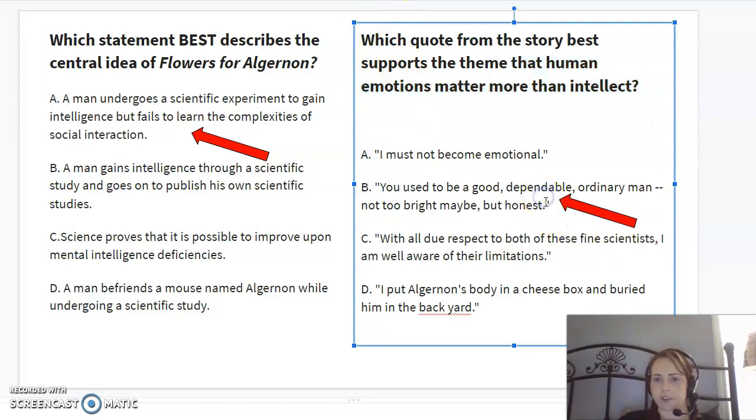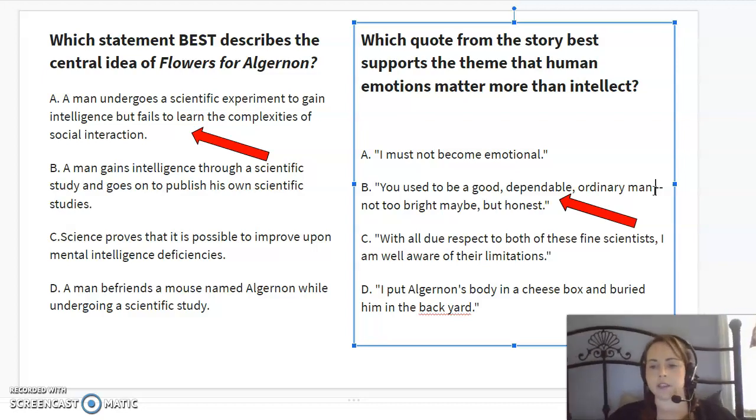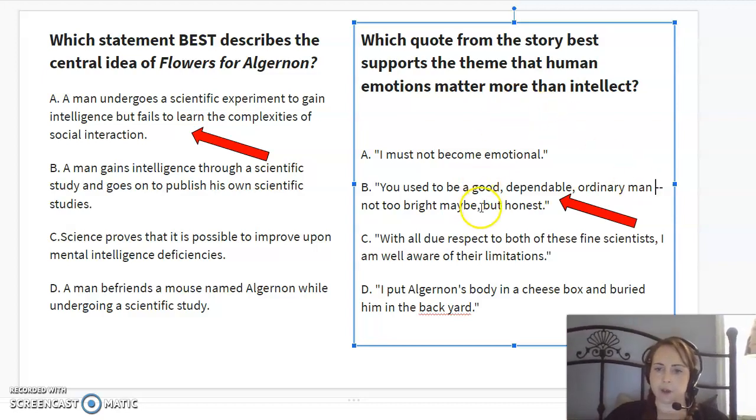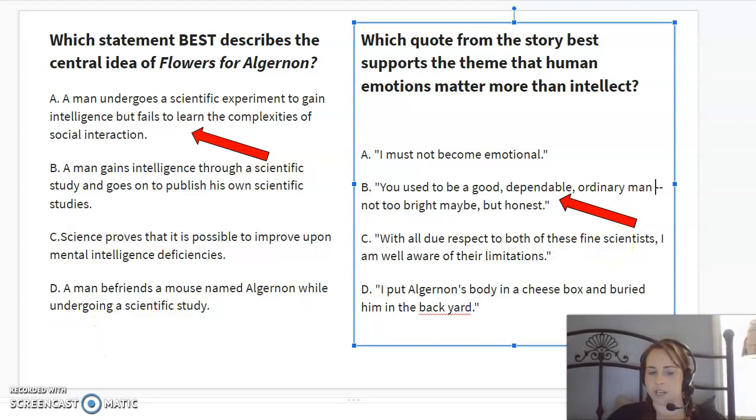And the correct answer, after you read through all of these, would be, "You used to be a good, dependable, ordinary man, not too bright, but honest." Now, that statement was made by the lady at the factory who is talking to Charlie about why everybody else is uncomfortable with him. So he's gained intelligence and he feels like he can interact with them better, but now nobody trusts him. They don't understand how he got all this intelligence. It feels unnatural and unsafe.